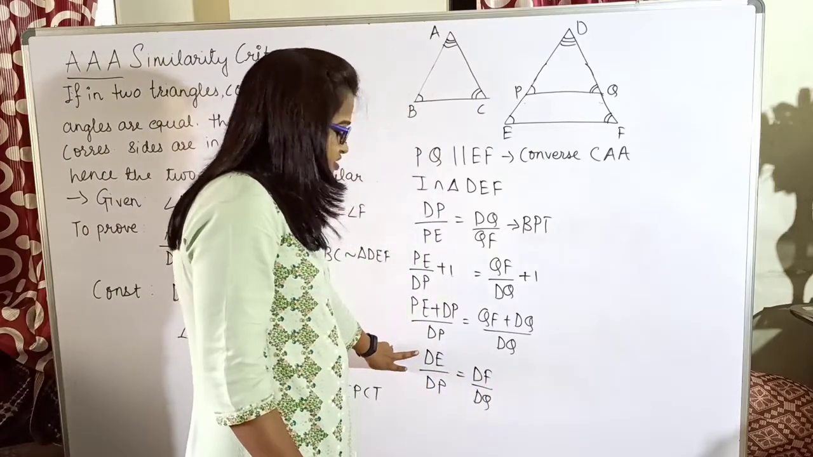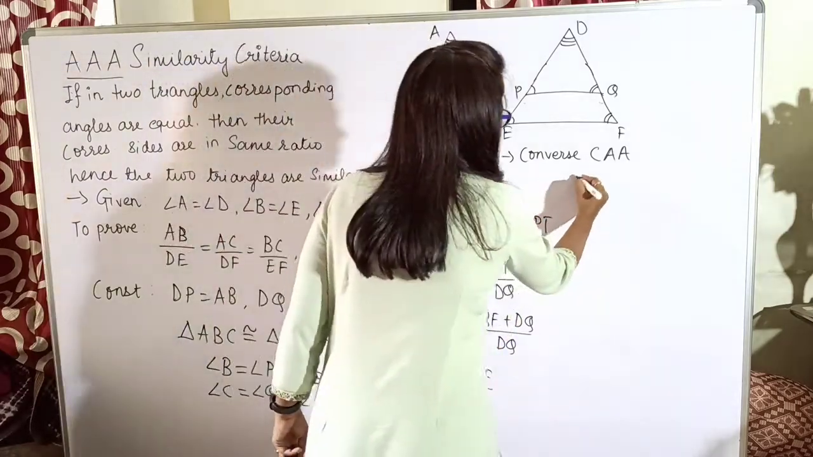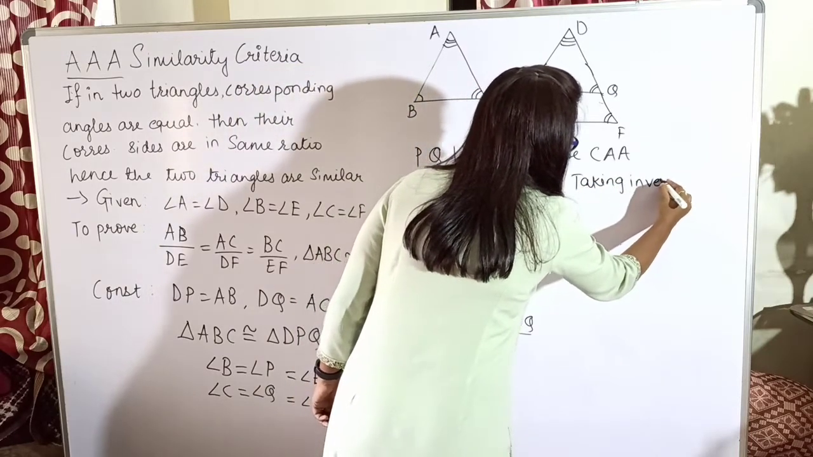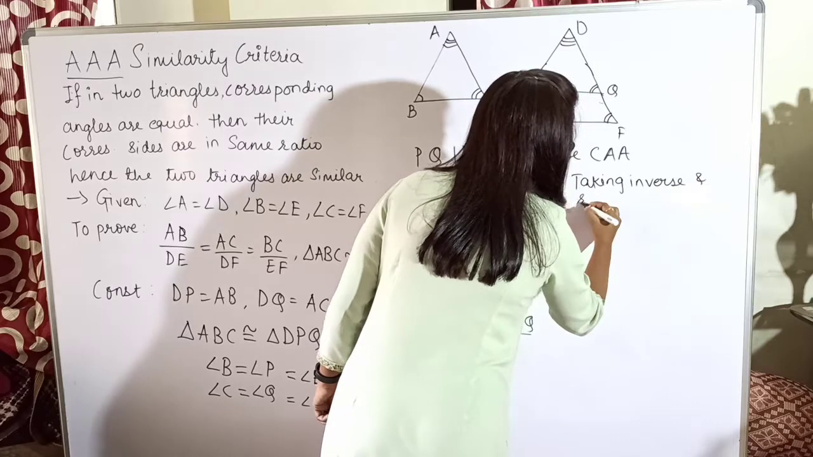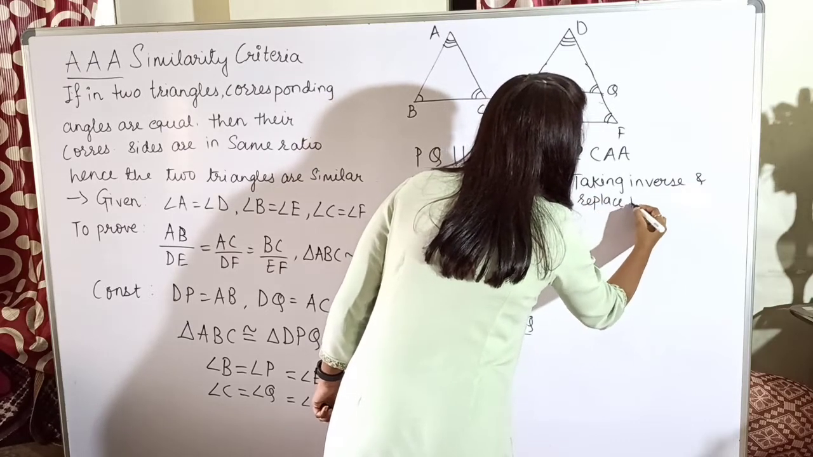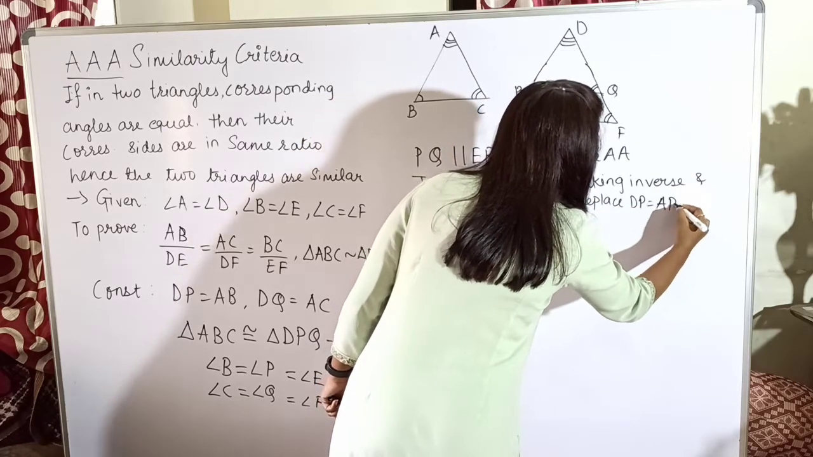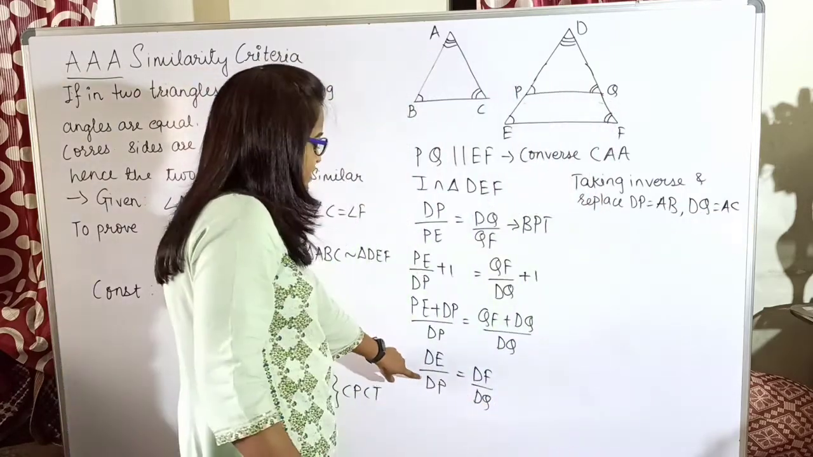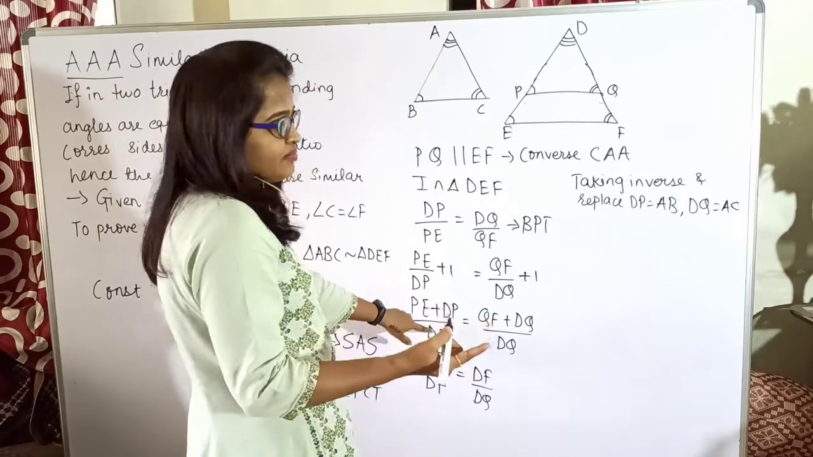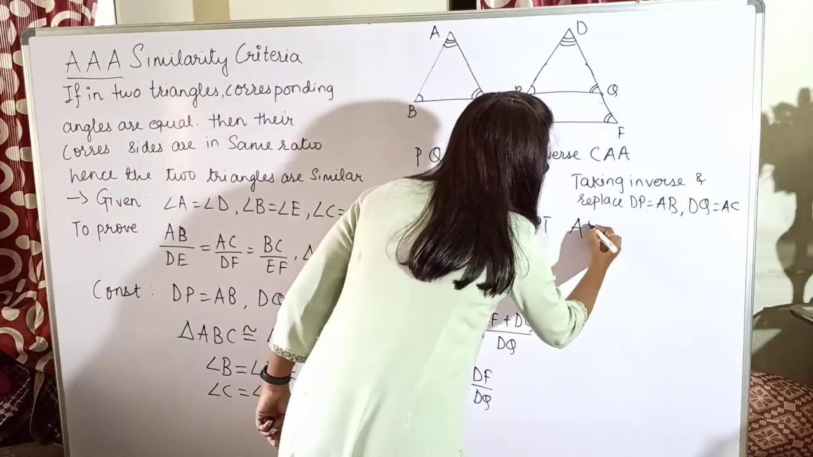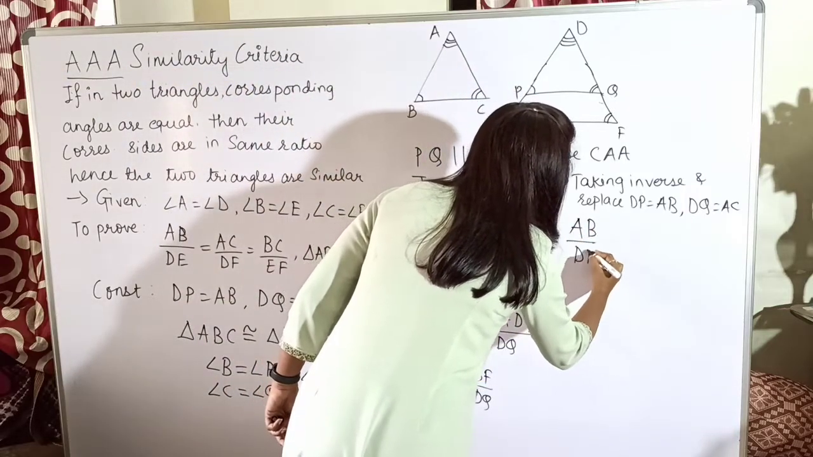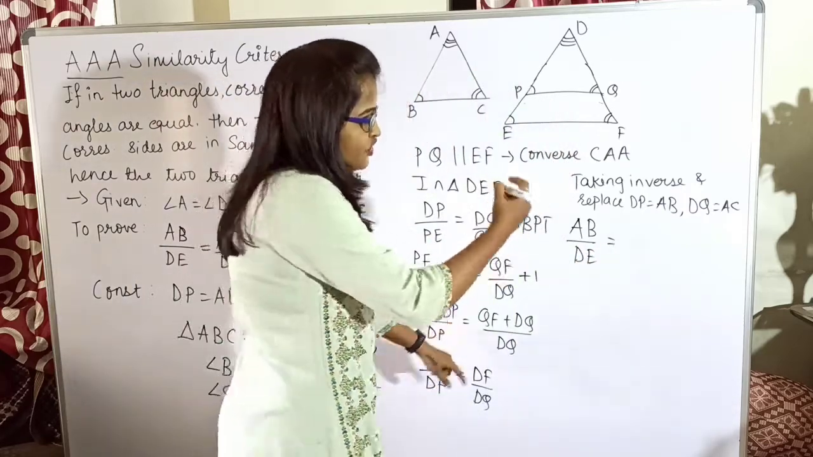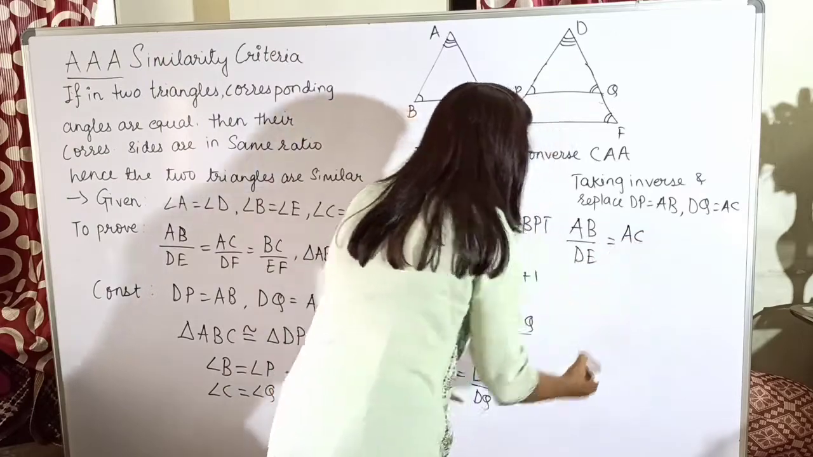So taking inverse and replacing DP by AB and DQ by AC. So what you will get? Inverse means DP will come to the numerator, but instead of DP, what I have to take? I have to take AB. So AB by DE. And on the other side, DQ will come to the numerator, but instead of DQ, I have to take AC and by DF.